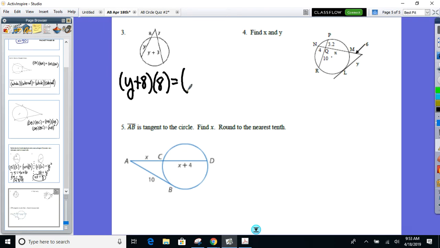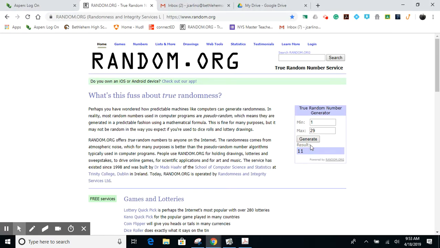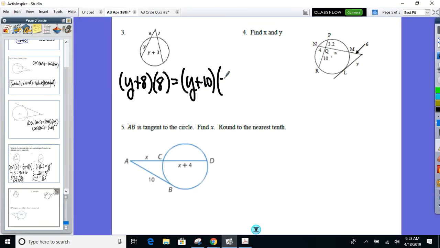Come on, can we combine some like terms there? Thank you. y plus 10. And then how about the external part of that secant? What do you got for me there? 3. 7. Go ahead and distribute. No rounding needed here. y equals 6.